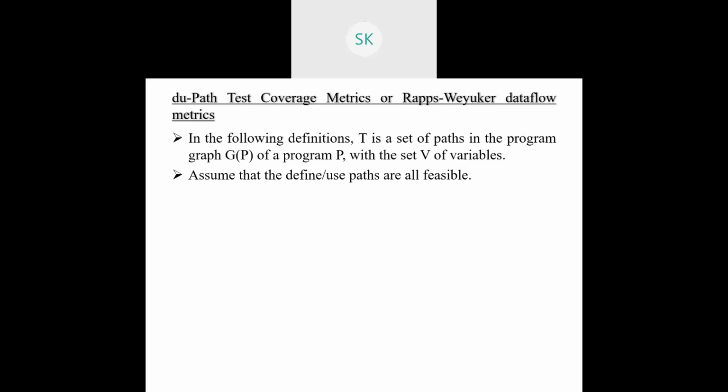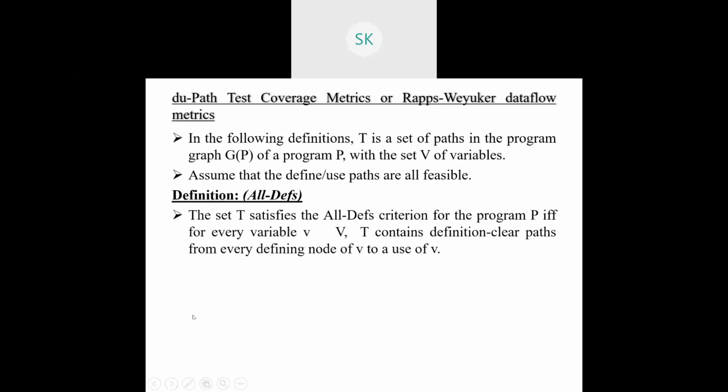So that should be the answer written over there. If you can give that particular answer, then we say that it is a feasible one. Okay, so that's what they mean with respect to feasible. So next one is all definitions. What do you mean by all definitions here?